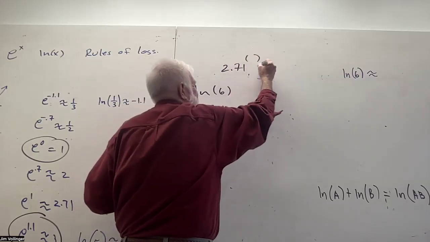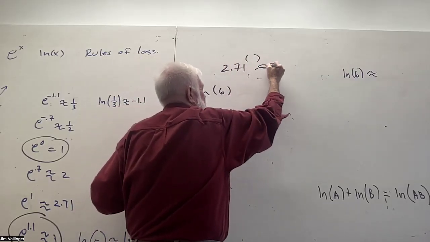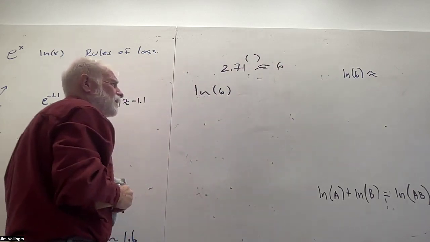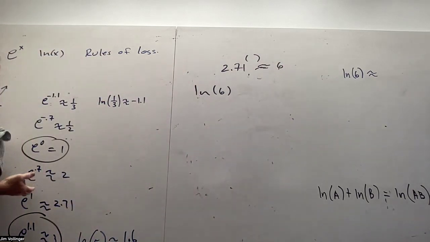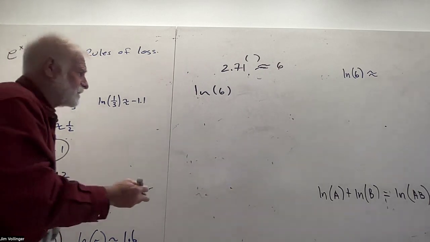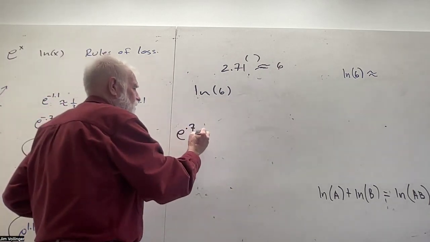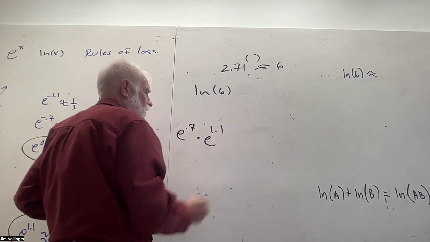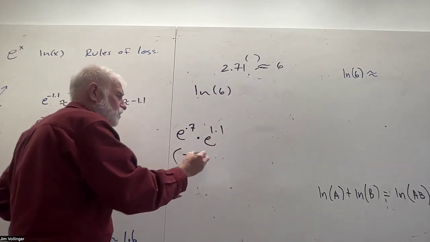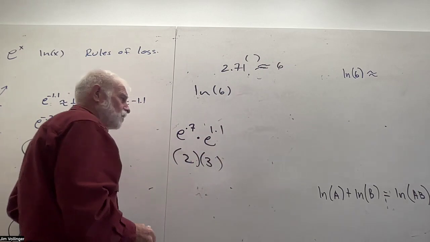2.71 to the what is going to get me close to 6. We want to do these without a calculator. And again, it comes back to these. The ones that I'm going to deal with are e to the 0.7 times e to the 1.1. E to the 0.7 is close to 2. E to the 1.1 is close to 3.